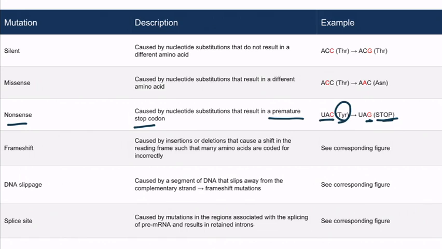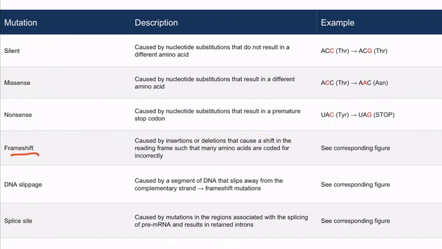I think silent mutations and frame shift mutations are pretty intuitive, but it can sometimes be difficult to keep nonsense and missense mutations straight. Some students use the mnemonic "stop the nonsense" to help them remember that a nonsense mutation results in a premature stop codon. So stop the nonsense. Okay, moving on.